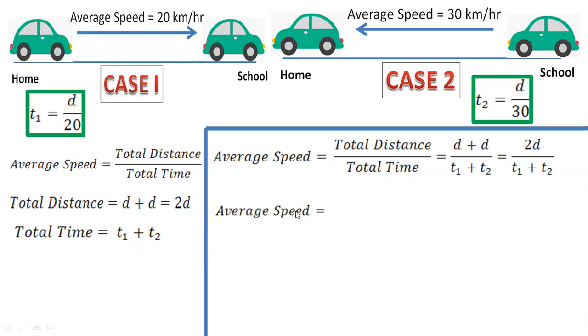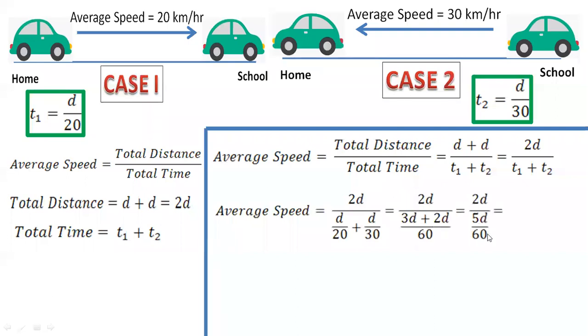So average speed is equal to 2d, which will remain as it is, but the values of t1 and t2 we are going to replace. T1 is d by 20 and t2 is d by 30, right? 2d by d by 20 plus d by 30. Now whatever is in the denominator, we cannot add them because denominators are different. So we need to take LCM. I will keep 2d as it is and take LCM. 20 and 30 LCM is 60. And what will be on the top? 3d plus 2d. Now 3d plus 2d is how much? 5d. 5d by 60.